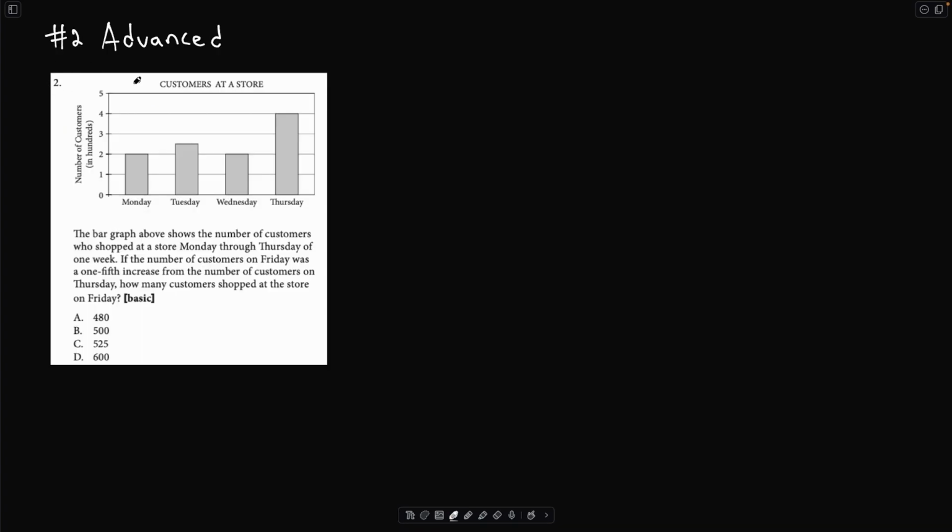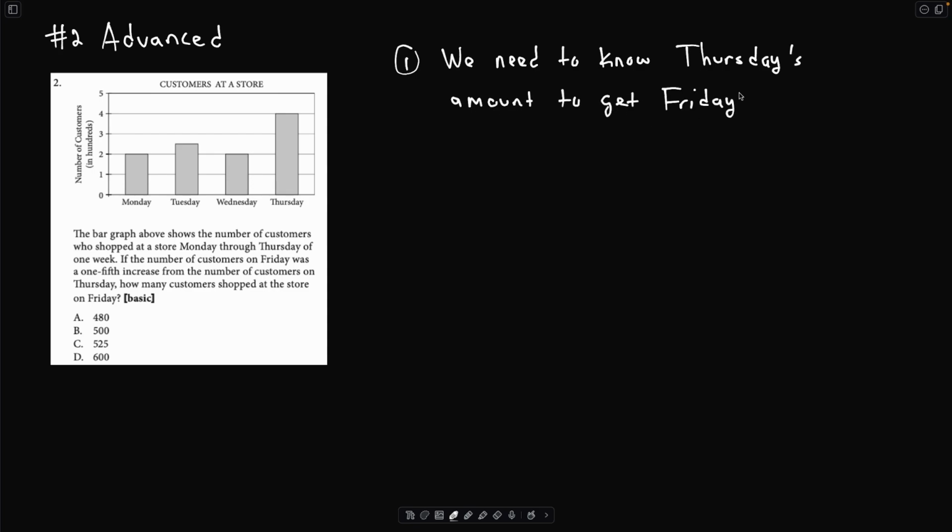So now let's look at an advanced way, or how an advanced student would work this out. So the bar graph above shows the number of customers who shopped at the store on Monday through Thursday of 1 week. If the number of customers on Friday was a 1/5 increase from the number of customers on Thursday, how many customers shopped at the store on Friday? So the first thing we need to do is we need to know Thursday's amount of customers. This will help us get Friday's amount. So the customers on Thursday are going to be 4, but these are in hundreds. So remember, that's 400. So Thursday is equal to 400.